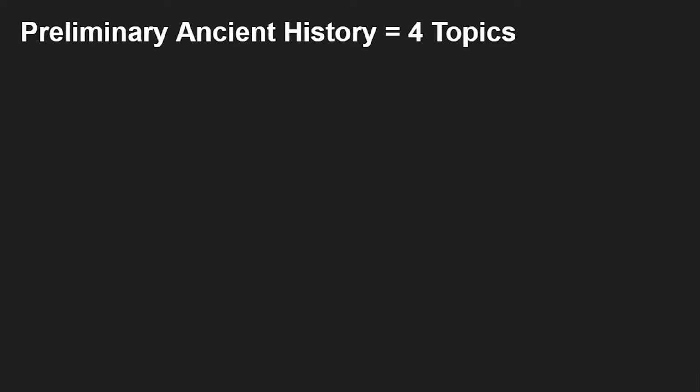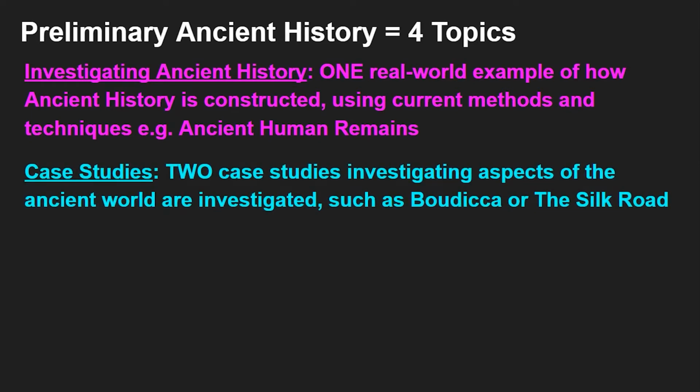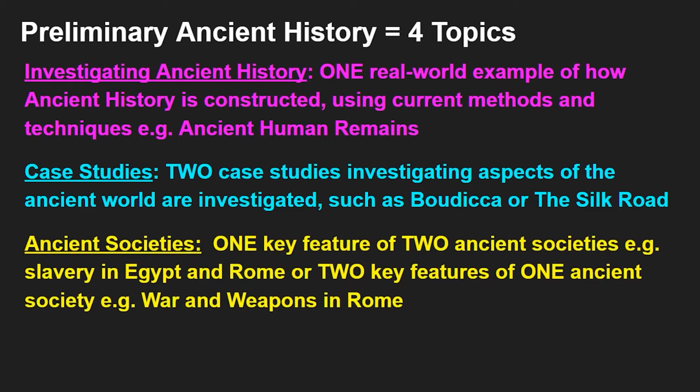In preliminary ancient history, you will do 4 topics. Investigating ancient history, one real-world example of how ancient history is constructed, such as ancient human remains. 2 case studies, such as Boudica or the Silk Road. Ancient societies, where you look at one key feature of 2 ancient societies, like slavery in Egypt and Rome, or 2 key features of one ancient society, like war and weapons in Rome.